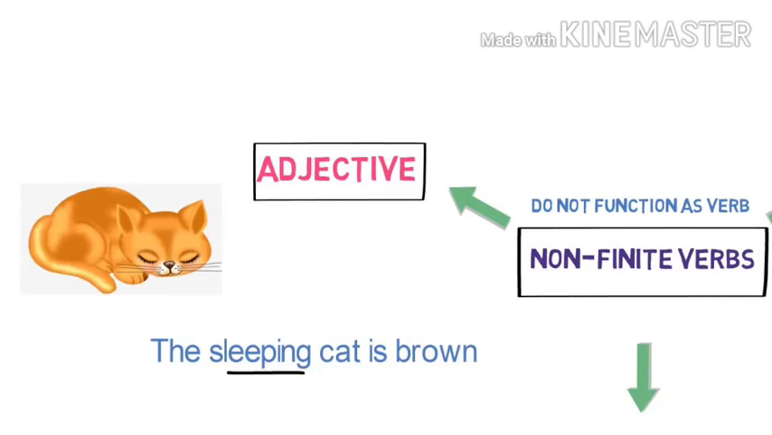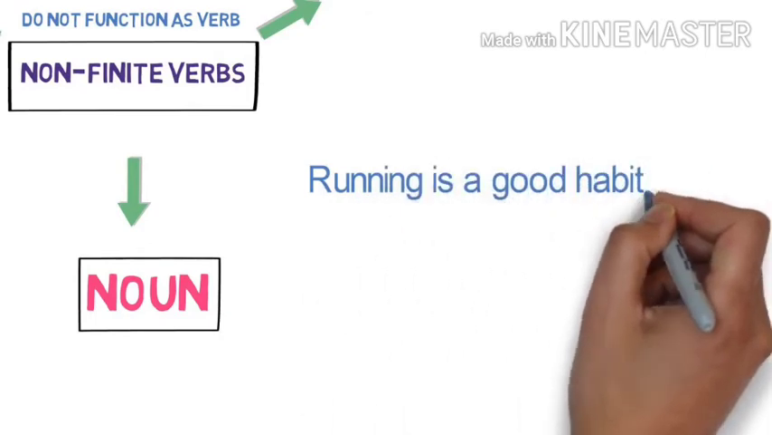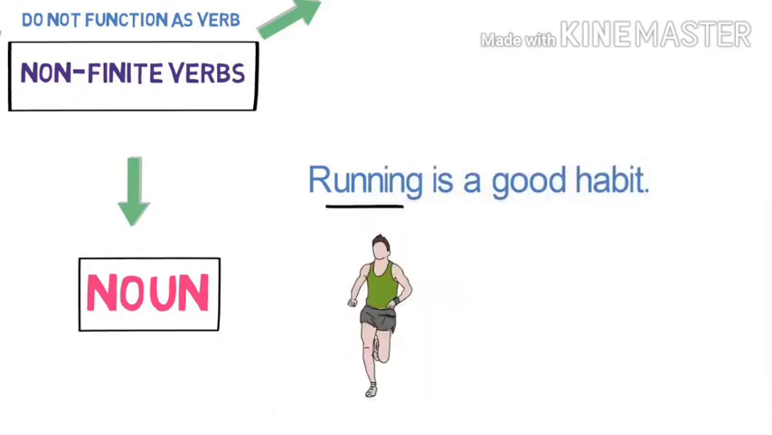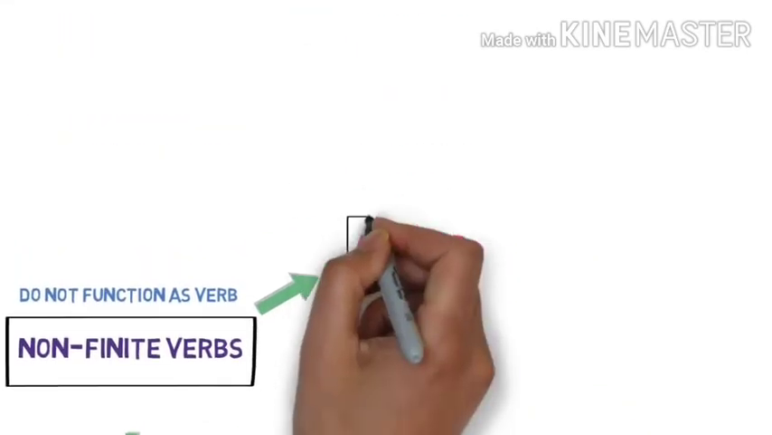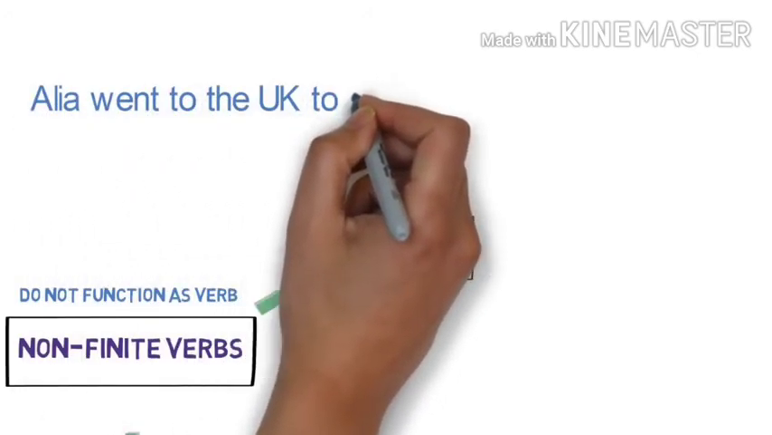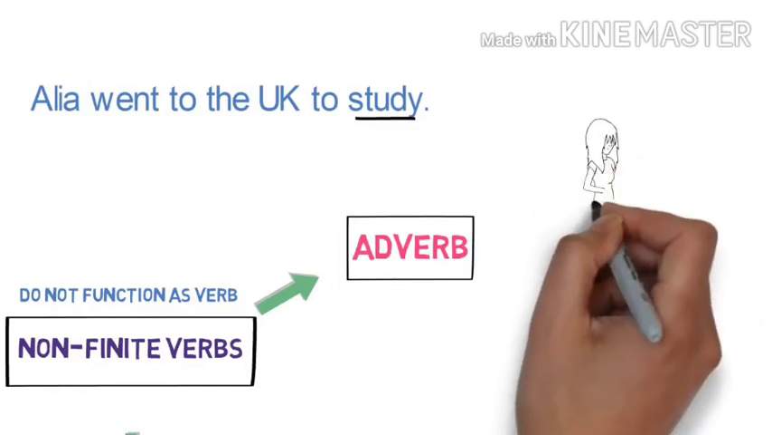Now let's understand how they function as a noun with an example. Running is a good habit. Here, running functions as a noun in the sentence. Now, let's understand how they function as an adverb with an example. Alia went to UK to study. Here, study functions as an adverb in the sentence.